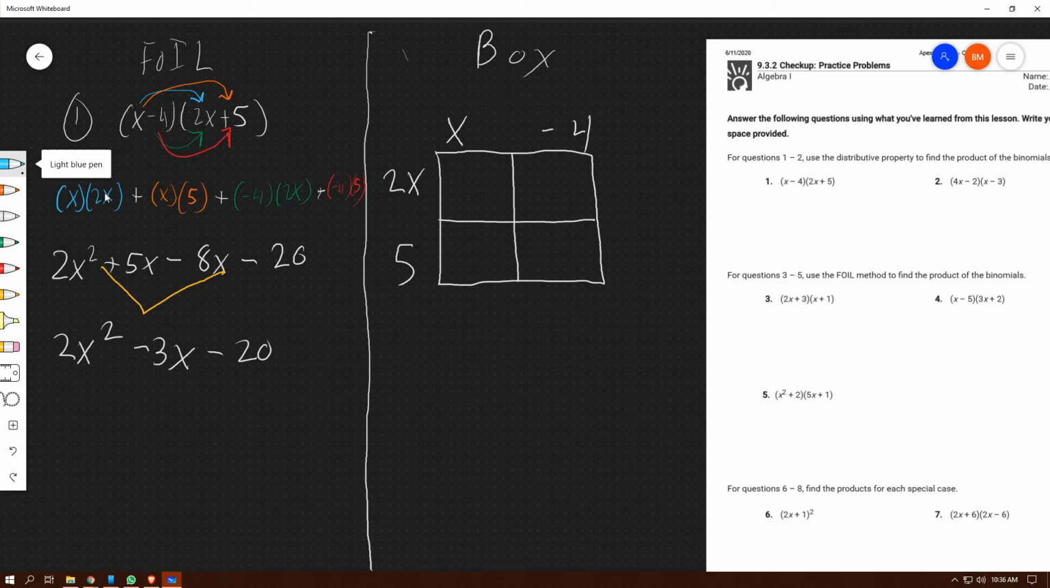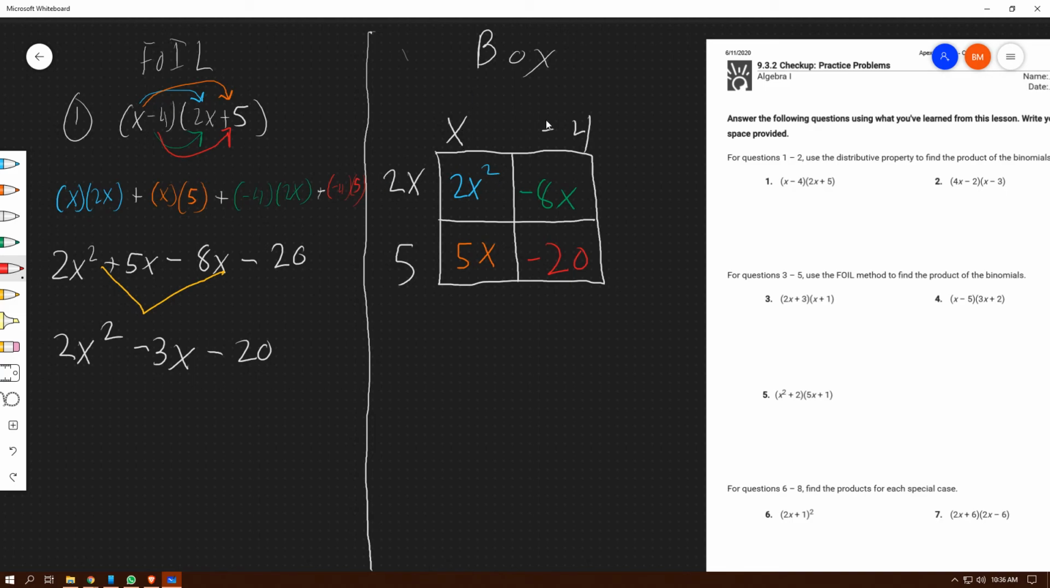So I'll do it in the blue. So I have 2x and x. This is going to be 2x squared. So everywhere I intersect is there. I have x and 5 is 5x. And I'm trying to use the same colors. Negative 4 and 2x, right? They intersect here. Negative 8x. And then I have 5 and negative 4, which is negative 20. And notice how the colors all kind of match up.